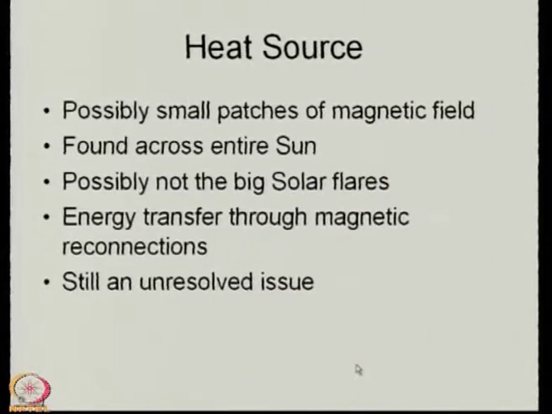Okay, so it is now believed that it is possibly originating from small patches of magnetic fields that are found all over the sun. Okay, so the source of the energy is now believed to be small patches of magnetic field found all over the sun, and possibly, if you look at the pictures of the sun, I have shown you one right in the beginning, you have these solar flares. These are gas which come out from the sun. Okay? So, you have these solar flares also coming out.